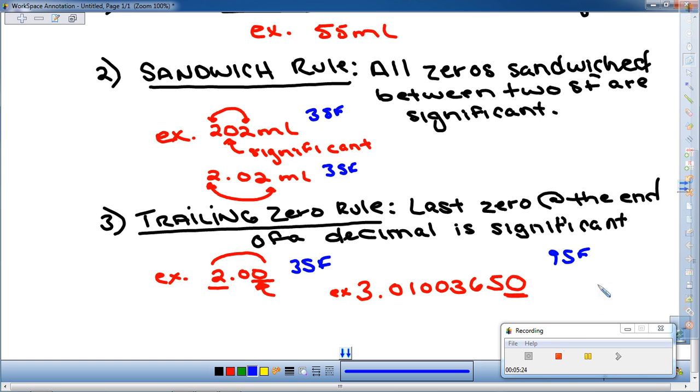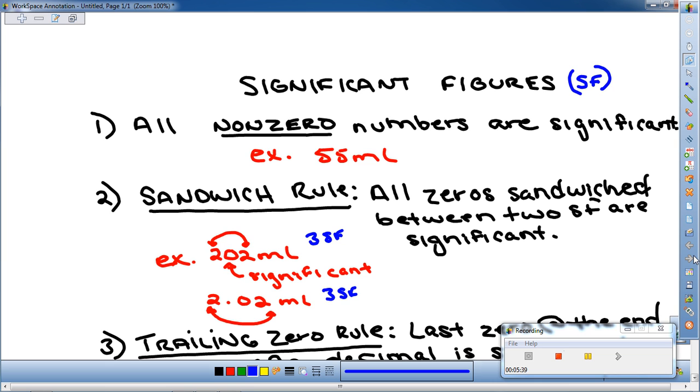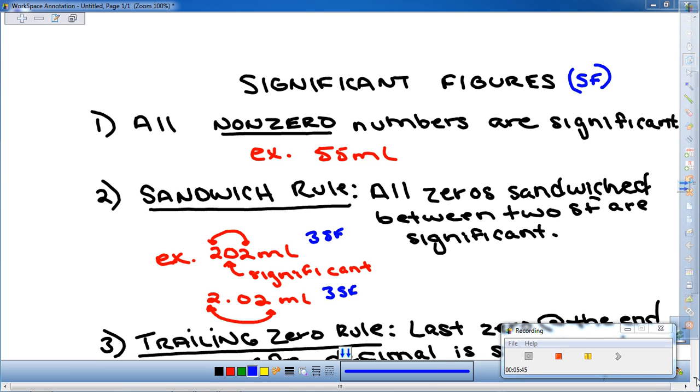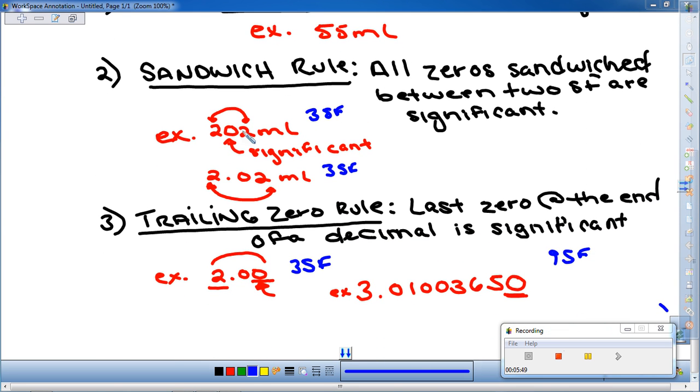So to wrap it up, there's just 3 rules that come to figuring out significant figures. So first one, all non-zero numbers are significant. That makes sense because that's definitely a measurement. The sandwich rule, where a 0 is sandwiched between 2 significant figures, and the trailing 0 rule. So the last 0 in a number is significant. And these all tell you how good and how precise your measurement is.